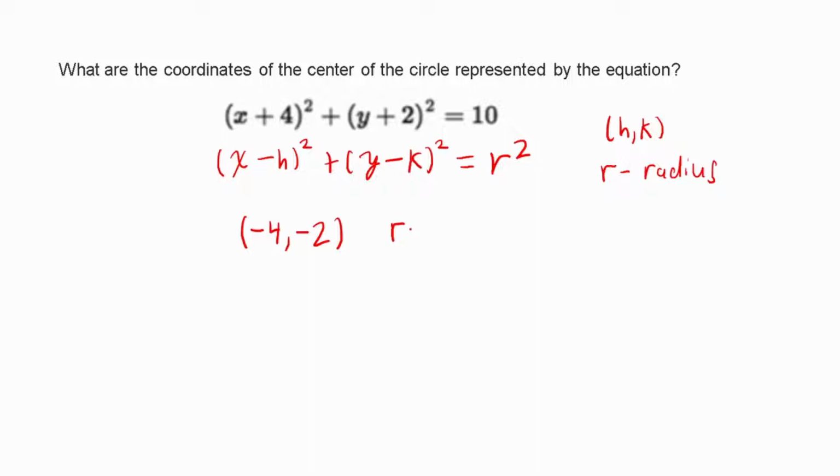And we could also find our radius. It's the square root of whatever number's here, so it's just going to be the square root of 10. 10 is not a perfect square, so we're just going to leave it as the square root of 10. Awesome. And we got our first problem done.